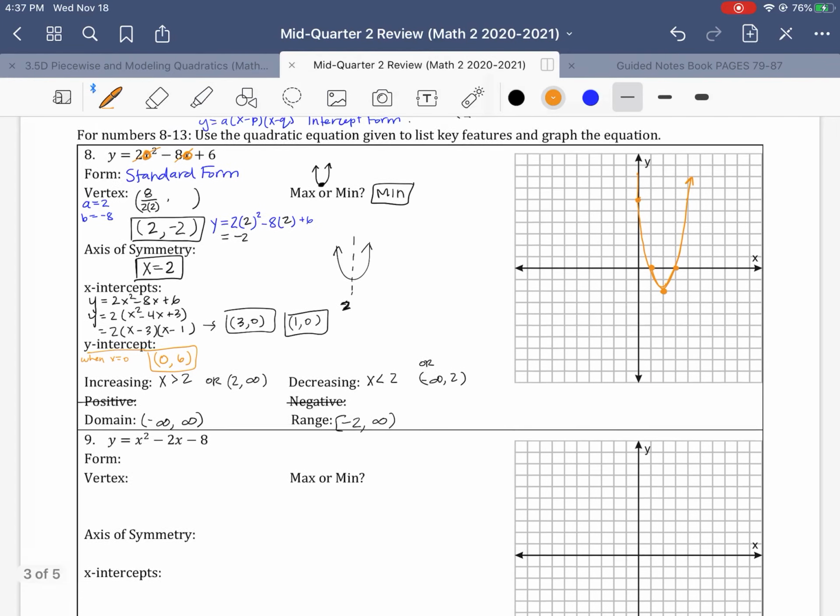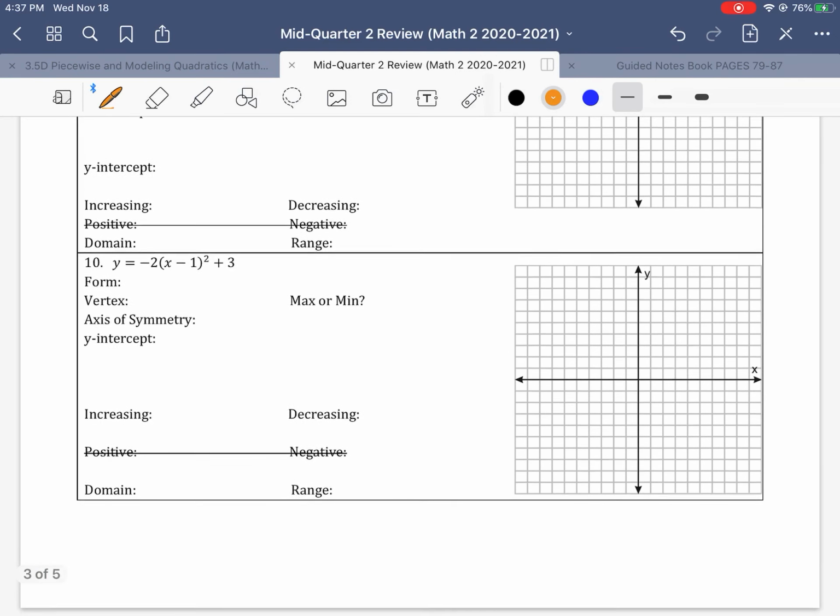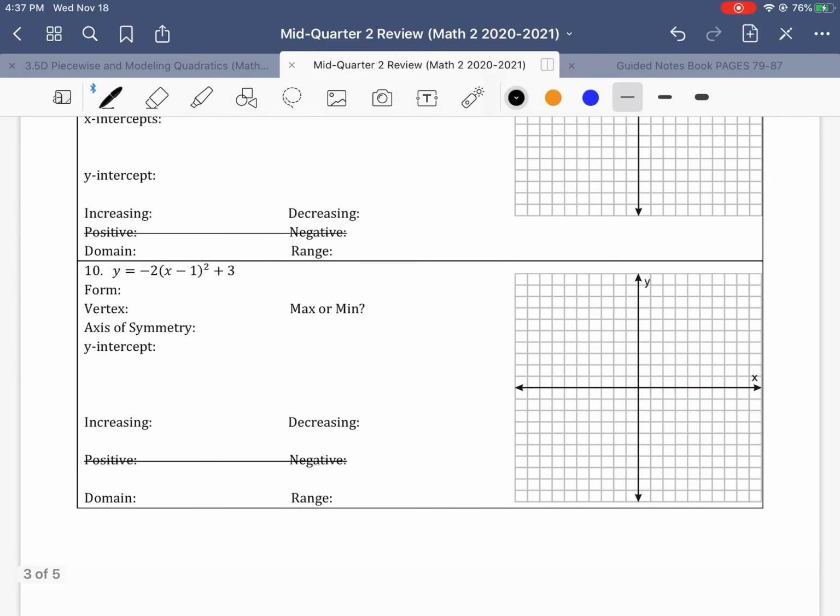So that's standard form. Let's jump down and look at one in vertex form. So we've got number 10 right here. This one's kind of the quickest to do as far as finding the key features because our vertex is already given to us here with h and k. So this one is definitely vertex form. And the vertex, again, we do the opposite of the h, so positive 1, and then we have positive 3. The axis of symmetry goes through that x value of the vertex. Max or min, we look to see out front. Notice it's a negative 2 leading the equation. So this one's upside down, so this one's going to have a high point. So this one would have a maximum there.